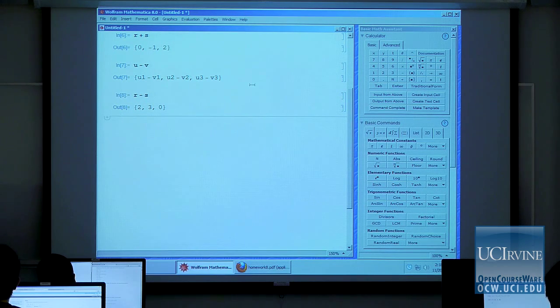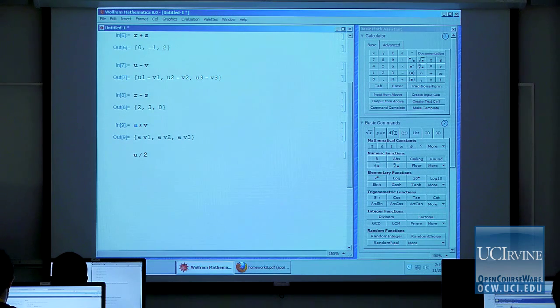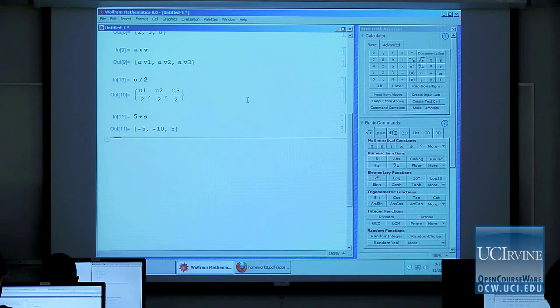Okay, now how do we multiply a vector by a scalar? So suppose I want to take A, where A is just a number or a variable, A times V. What should that give me? It should scale each of the components by A. Yeah. So there you have it. So that works fine. I could take U divided by 2. Same story. It's just multiplication by a half. So I get U1 over 2, U2 over 2, U3 over 2. I can ask for 5 times S, and then I get some numbers. Okay, so these are simple vector arithmetic.